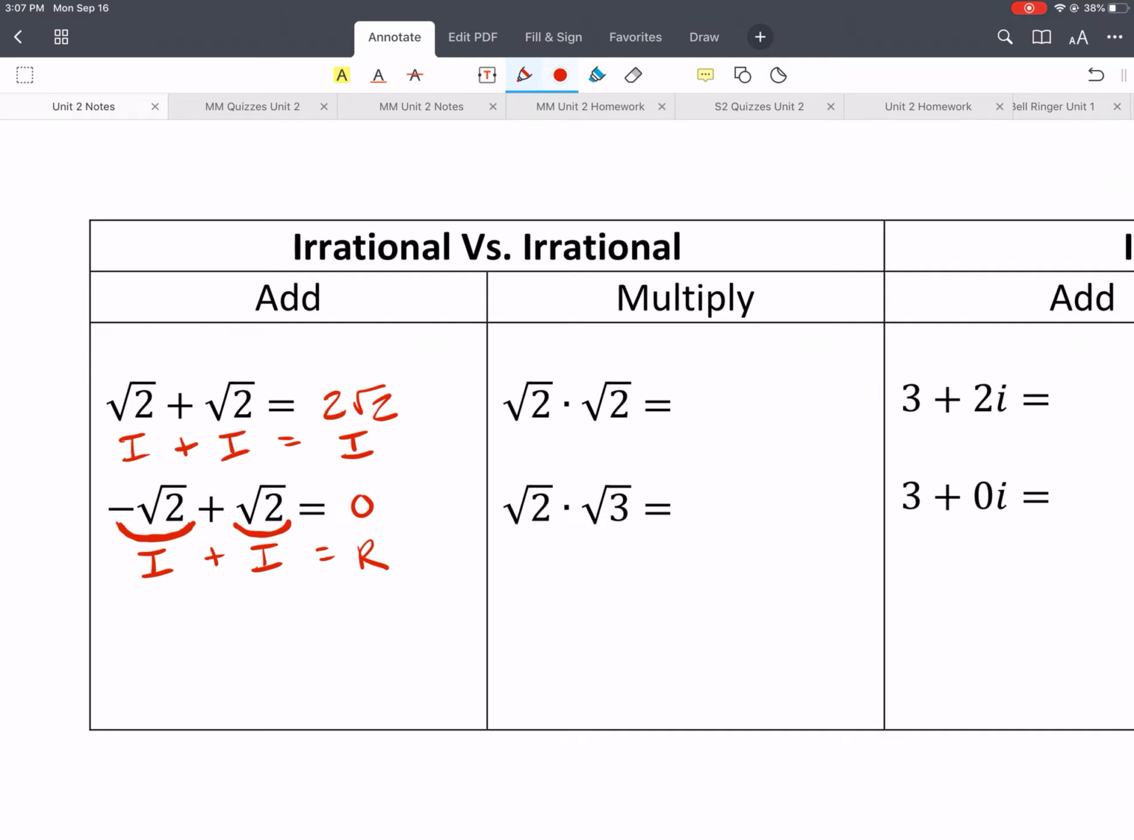All right. Multiplying. So this would be irrational times irrational. Square root of 2 times square root of 2. We could plug that in your calculator, but really that is the same thing as square root of 2 times 2, which is the square root of 4, which is 2. So here that would be rational.